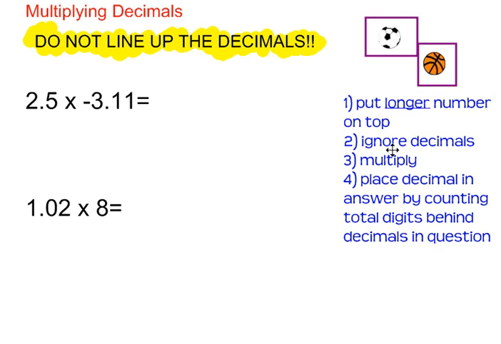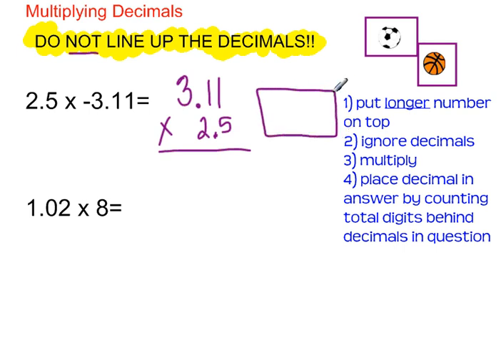I've got our list over here of the order that we will be completing these kind of problems. The first thing we need to do is to put the longer number on top. Notice that it says longer. It doesn't say the bigger number. To multiply, it's just easier for us if we put the longer number on top. So in this problem, the longer number is 3.11. I'm going to put the 2.5 underneath it. Notice that the decimals are not lined up. And I'm going to ignore the decimals because they're just going to go in my answer at the very end.